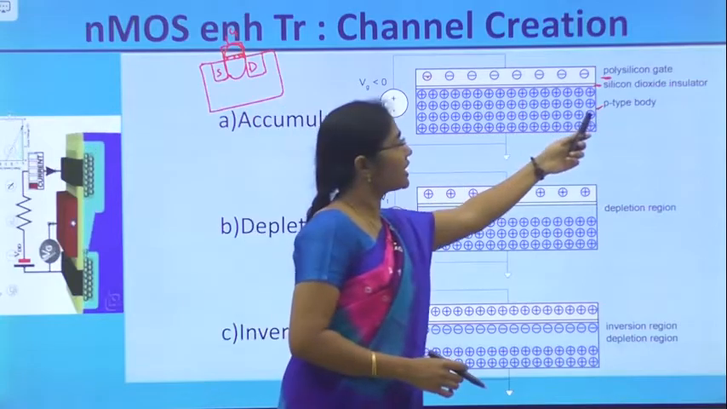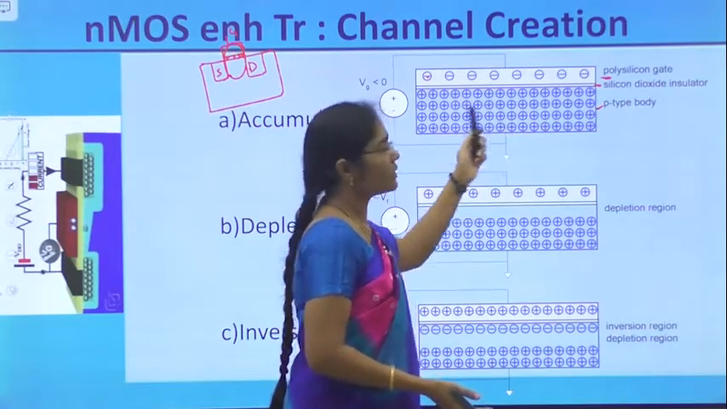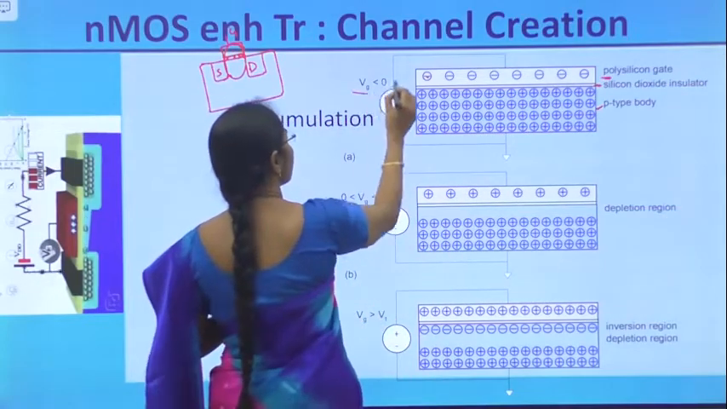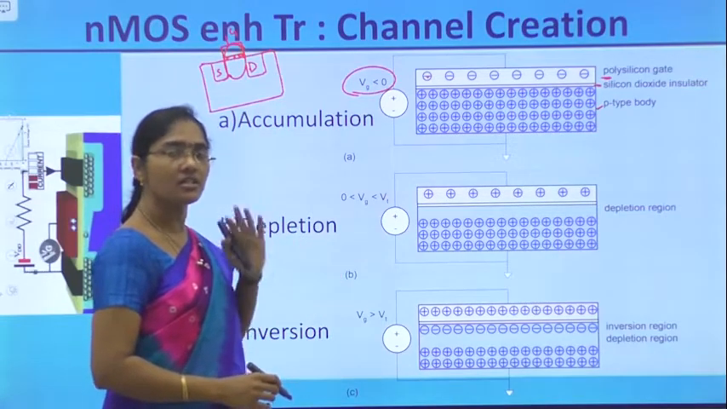If it is p-type, it has a majority of holes. Those holes are represented with plus. Now let us take the first condition: Vg is less than 0 or Vg is less than Vt.